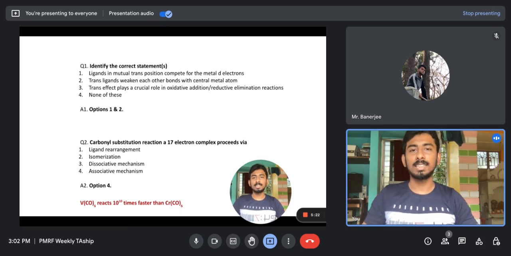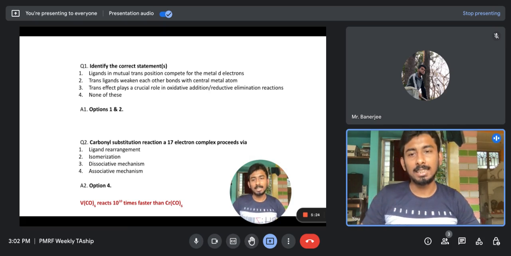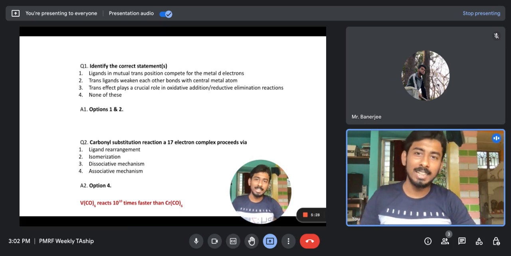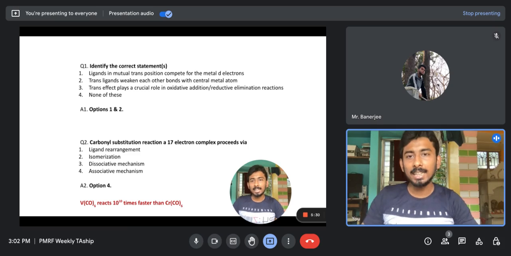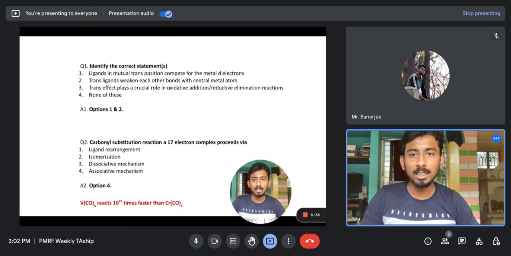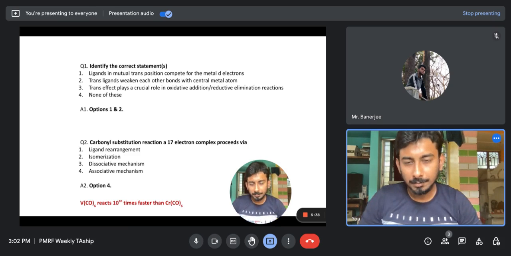So the first option and the second option are actually correct: the ligands in mutual transposition will compete for the metal d electrons, and also trans ligands will weaken each other's bonds with respect to the central metal atom. So these two statements are actually correct.